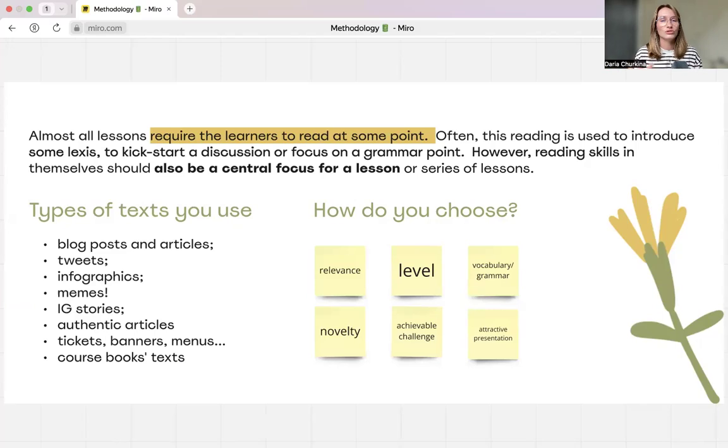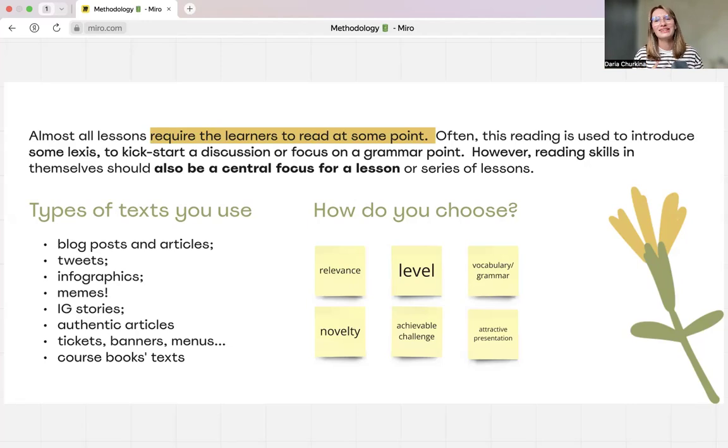And as you can see, it's not only articles. There are a lot of texts that we can actually bring into the classroom. Now, the difficulty here, I suppose, is how to choose a relevant text. And there are certain points that I think we can consider when choosing a text. First of all, the relevance. Is it relevant for my students' interests and needs and purpose and our overall topic of discussion, right?